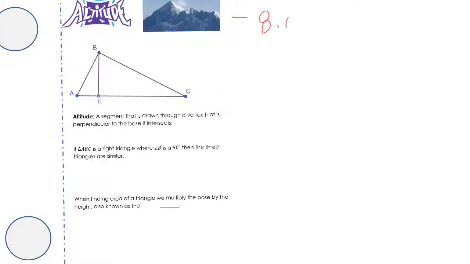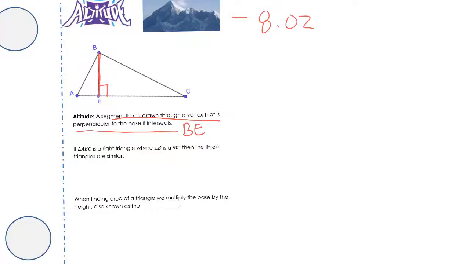So this is the second lesson of Unit 8, 8.02. Remember, we're talking about right triangles and then eventually trigonometry. Today we're going to learn about an altitude. An altitude is a segment that is drawn through the vertex that is perpendicular to the base. So the altitude in this triangle is BE.